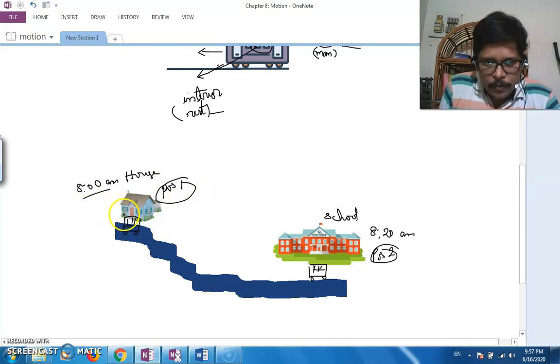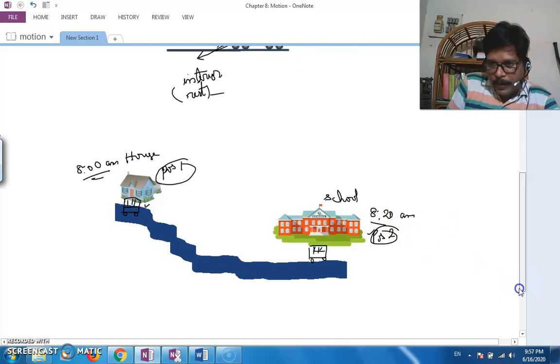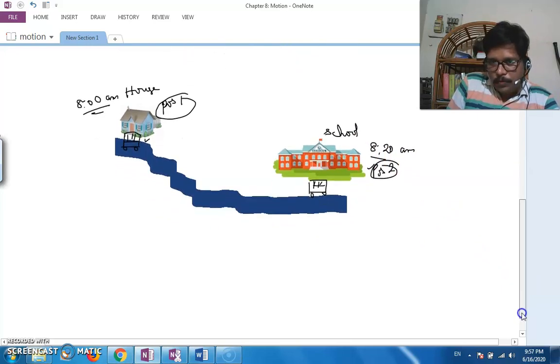Whenever we say an object is in motion, definitely there is a change in position. There is a change in position with time. That means at 8 a.m. you are at home. As time keeps on ticking, your position also keeps changing. From your house you started moving. This is a small example to have a clear idea of the definition of motion.